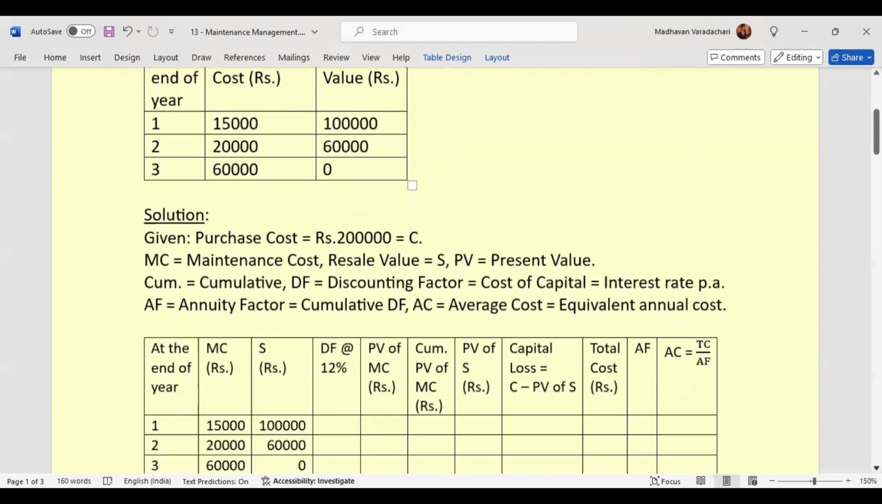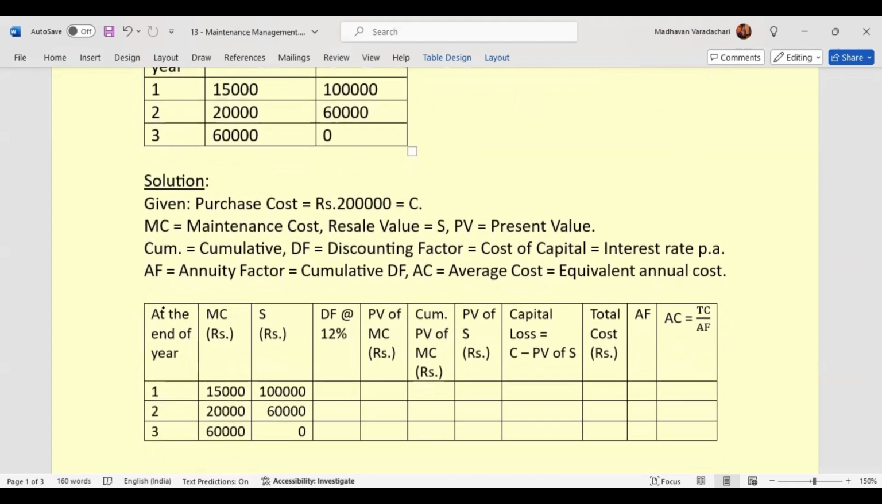So let us create a table as below. The first three columns are as it is the question, whatever it's specified. Discounting factor. See, the first one for the year 1, it will become 1 divided by 1.12. So you get 0.893. Then for the second year, it is 1 divided by 1.12 square, that will give you 0.797. Third one, 1 divided by 1.12 cube, you get 0.712.